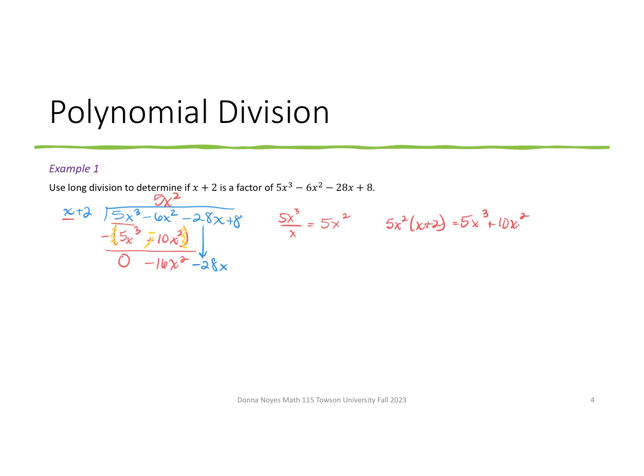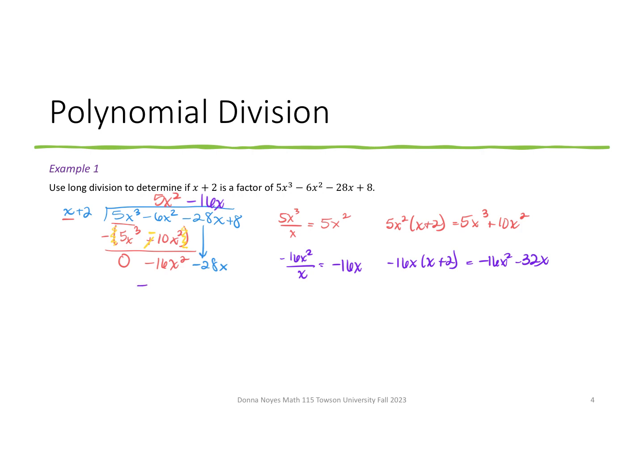And now we have to do the same thing for the next term. We have negative 16x squared, and the first term of our divisor is x, so we would have to multiply it by a negative 16x. So we write our negative 16x at the top, and we figure out what negative 16x times the entire divisor looks like, which is going to be negative 16x squared minus 32x.